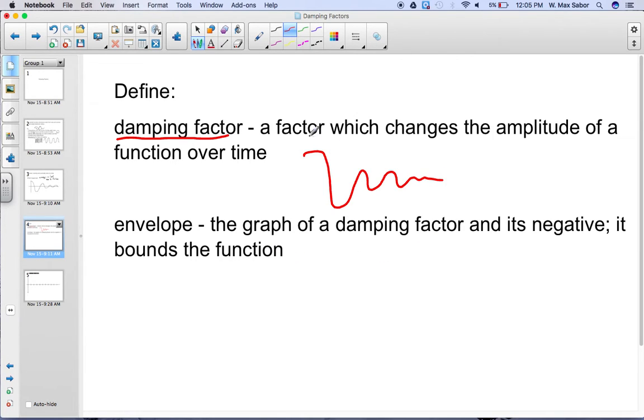So the envelope is the graph of a damping factor, and its negative. So here's a graph of a damping factor, and the graph of its negative. And it bounds the function. So the sine graph will stay within the damping factor, because when it equals the amplitude, it'll be at the top or at the bottom, but the function can't get bigger than that damping factor. So if it loses energy, then the amplitude is going to get smaller, and we call these two functions the envelope of the sine function.